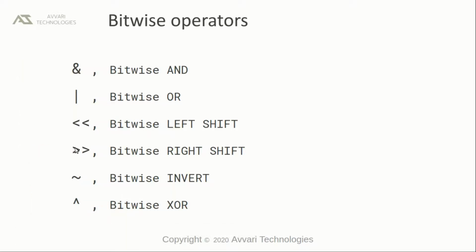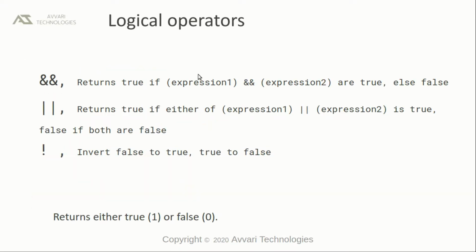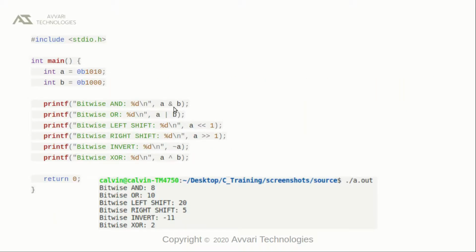Bitwise operators. There are 6 bitwise operators in C language, that is bitwise AND, bitwise OR, left shift, right shift, invert and XOR. A point to remember, in bitwise operators we are using a single ampersand for bitwise AND, whereas in the case of logical operators we are using the double ampersand symbol. This is a simple example to demonstrate bitwise operators.